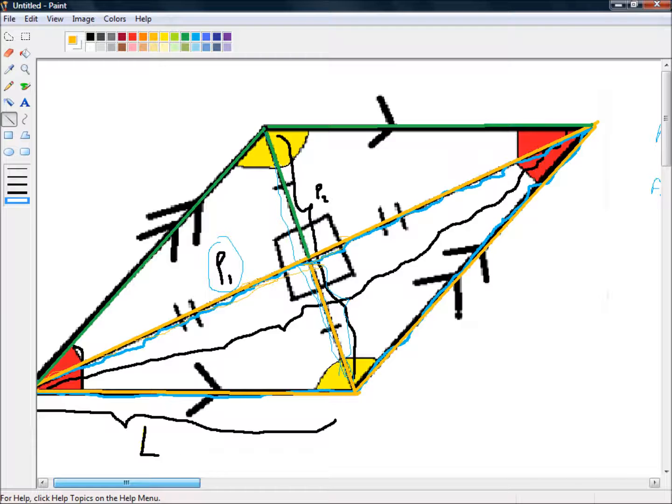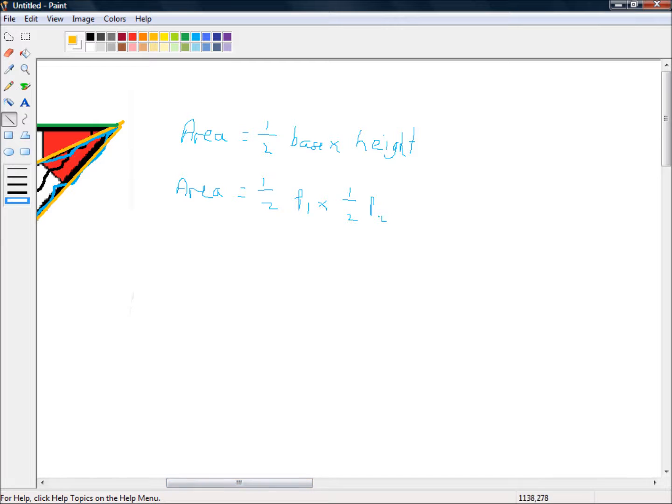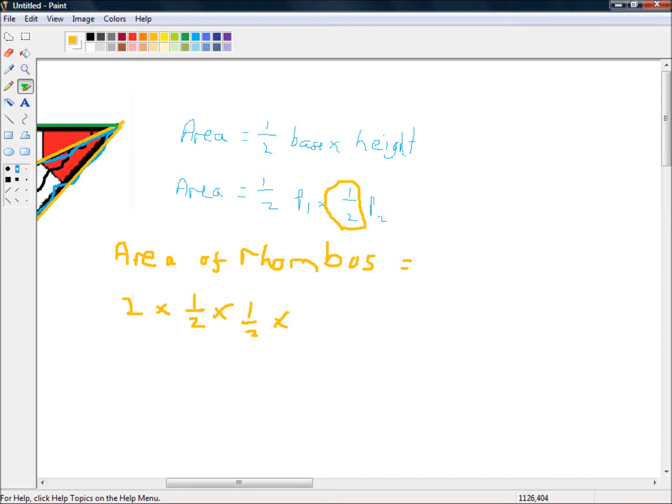So the area of the entire rhombus then is just twice the area of one of those triangles, and we know the area of one of those triangles, so the area of the rhombus is equal to 2 times a half times, I'm going to take the other half, times our P1 times P2.